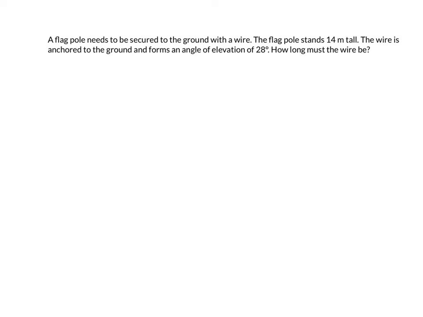So like before, we're going to start by identifying the information we're given. We're told we have a flagpole that is 14 meters tall. We know that the anchor of the wire is going to create an angle of elevation of 28 degrees, and we are asked, how long must the wire be? So we need to build our triangle. We'll start by making our flagpole, which we know is 14 meters. So we'll drop that right there, and we will label it as 14 meters.